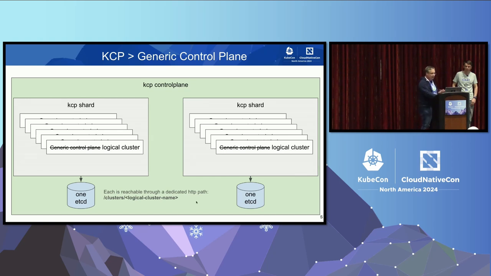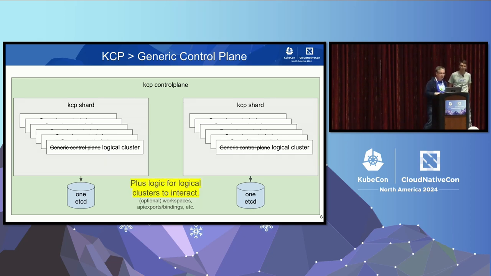But the whole control plane acts as one control plane. You have a URL path, slash clusters, and then some logical cluster name. The logical cluster name is normally just some cryptic random, I don't know, 12-character string or something like that. We see that in some examples later. But basically there is one endpoint you can talk to, and if you use the right path, you get the right logical cluster. The redirection, we go into the details later, is automatic. So you reach the right shard where the logical cluster is stored.